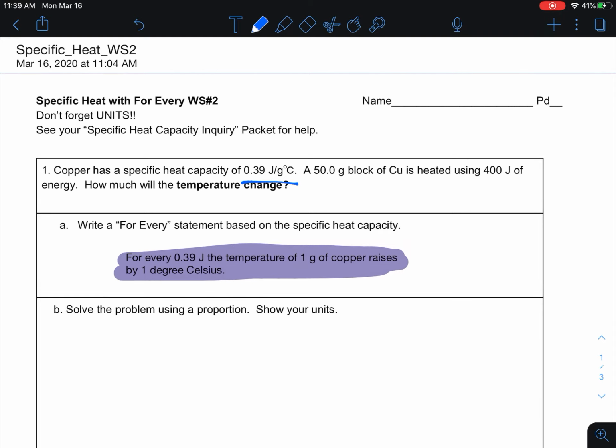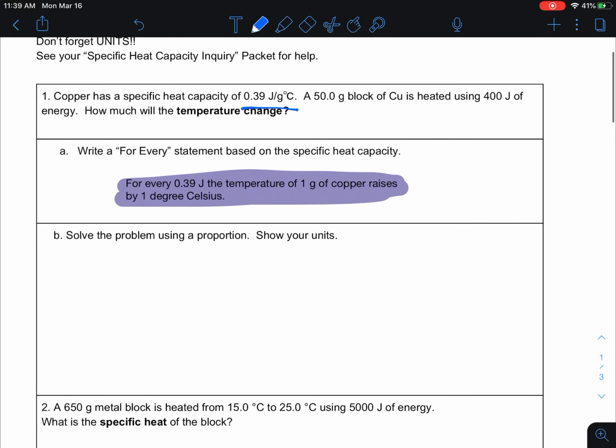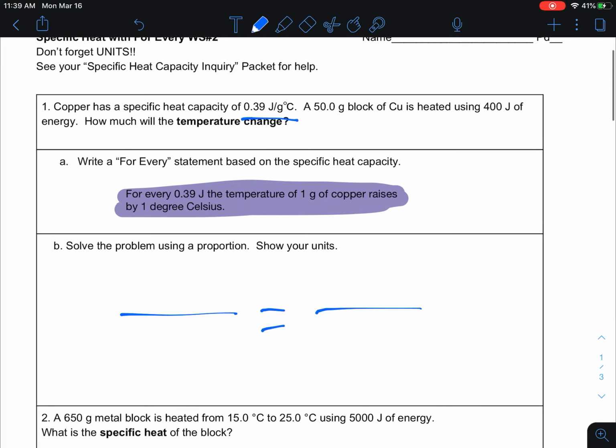So once we have that information, we're going to just set up the problem using the information and proportions that the problem gives us. So this unit right here, this joules per gram degree Celsius, is going to give us the idea of what units we need on our proportion. So it's joules over grams degrees Celsius. We're always going to start with the information that they give us, and if they give us the specific heat, we're going to write that right there. So for here, we're going to write 0.39 joules for 1 gram, 1 degree Celsius.